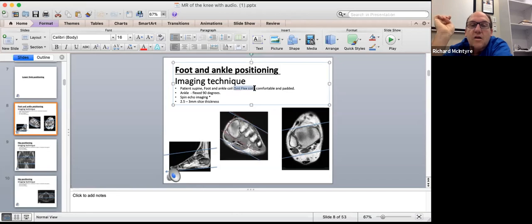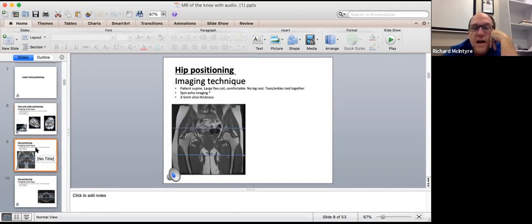The ankle is flexed 90 degrees, but don't make it uncomfortable. We need to have the patient comfortable. If they've got a strain to hold it there, they're not going to stay still. We use a 2.5 to 3 millimeter slice thickness, because the structures that we're looking at aren't huge, but they're not tiny either. And of course, as we've discussed, the thinner we go with our slices, the less signal to noise. Hip imaging, we go above the hip to below the lesser trochanter.